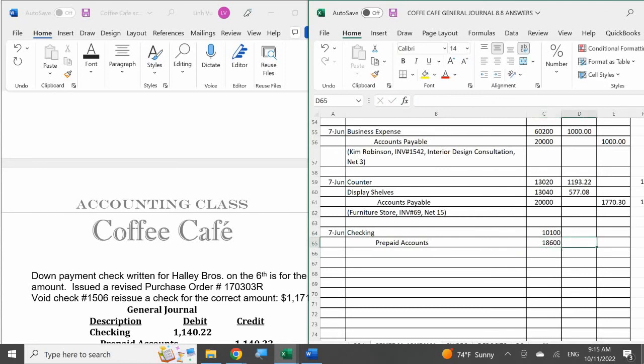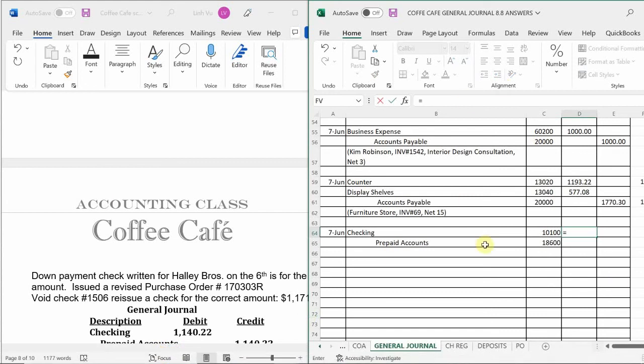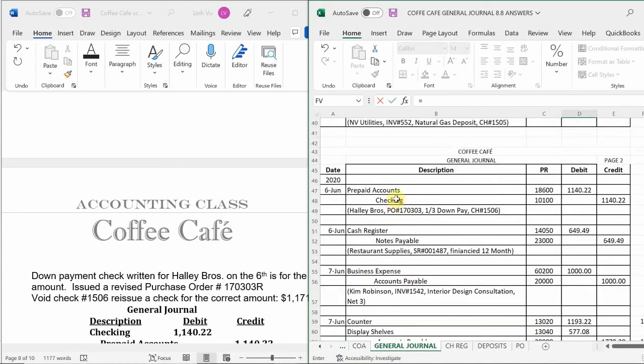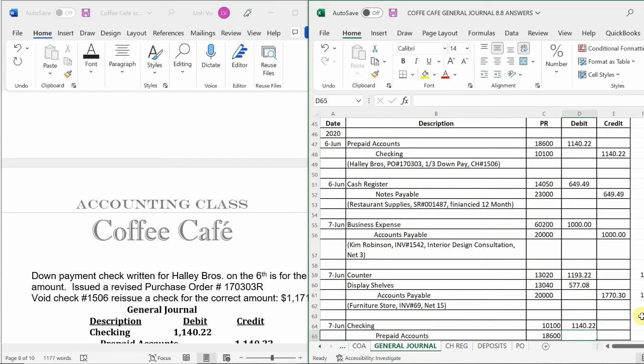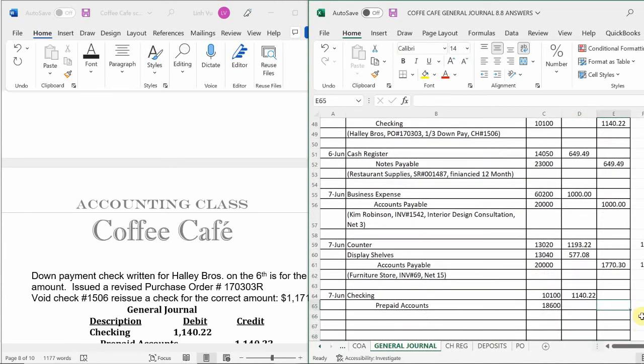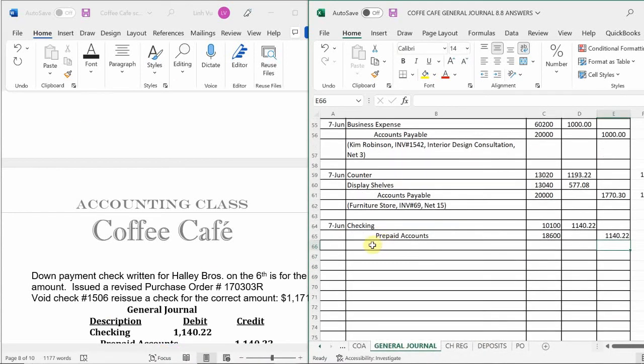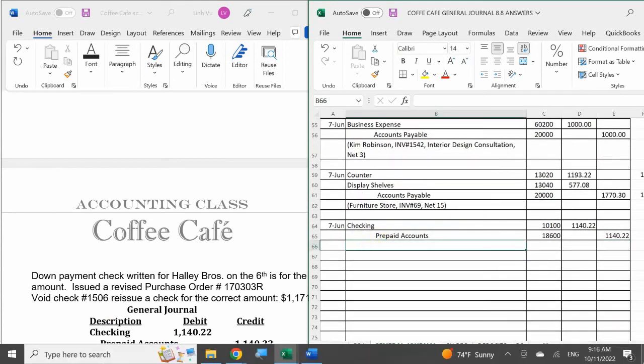Okay? And for how much? How much am I going to put back? Right? $1,140.22. Right? Because that's what my check was written out for, 1506. So therefore, if I void that check, this amount's going to go back into my checking account. Okay? So now I need to finish this journal off by saying I am going to void the check 1506, right?